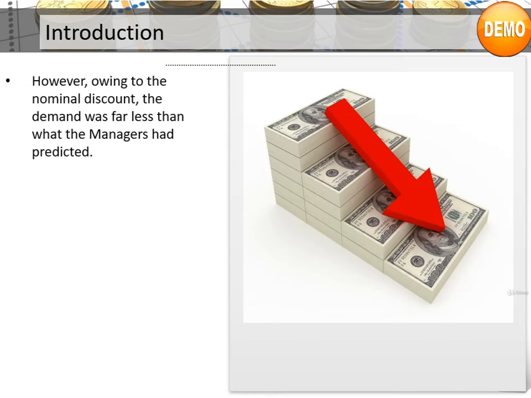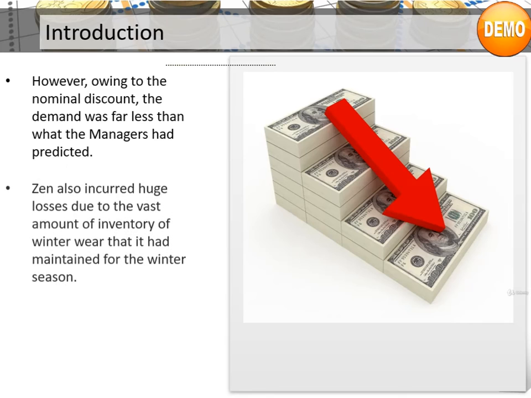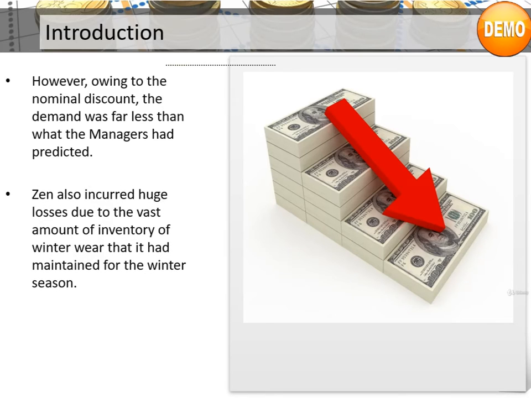However, owing to the nominal discount, the demand was far less than what managers had predicted. Zen also incurred huge losses due to the vast amount of inventory of winter wear that it had maintained for the winter season.